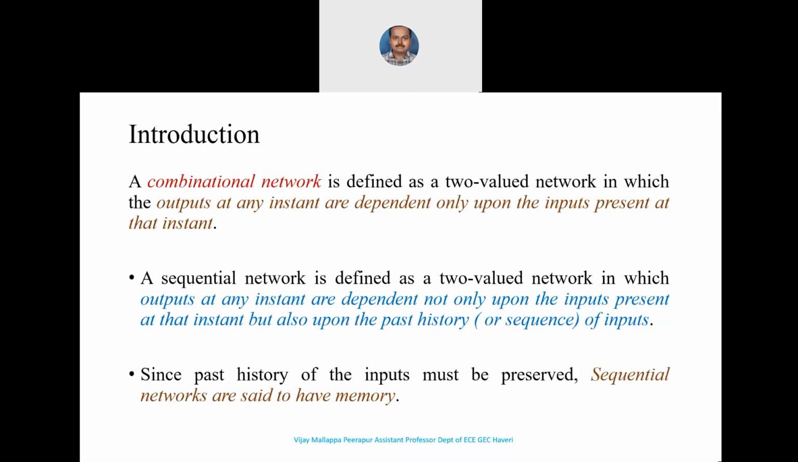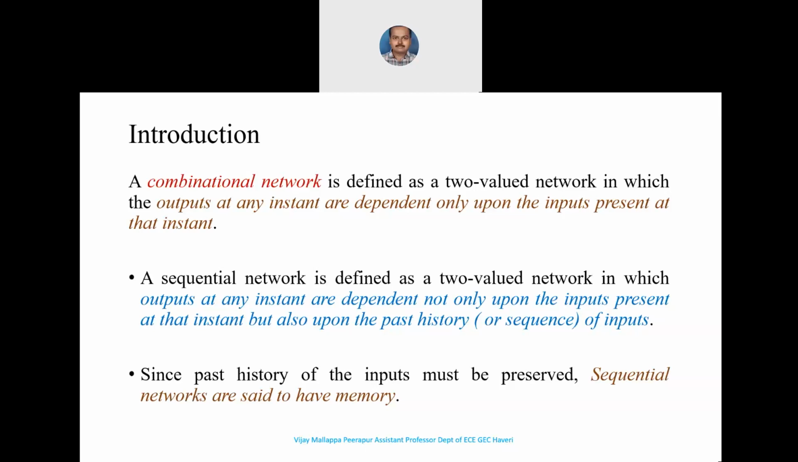Sequential networks, right? As I said, in combinational, it depends only on the combination of inputs. Whatever combination of inputs you give at that time, the output will change. The output will be reflected according to the combination of inputs you apply there, right? But when it comes to sequential network, it depends not only on the present inputs, but also on the past history, right?